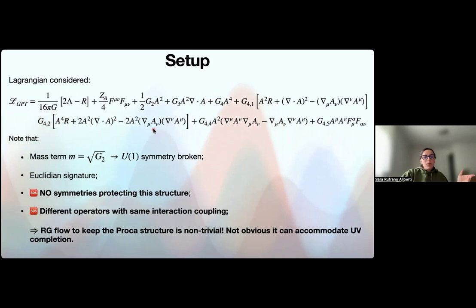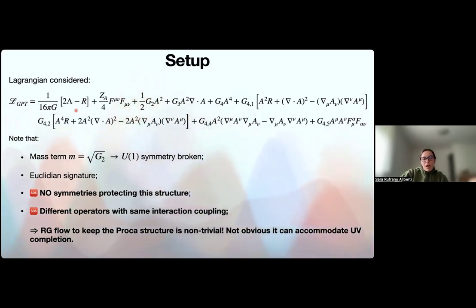Another problem is that, due to the requirements for generalized Proca theories, there are some interaction couplings multiplied by different operators, for example, these square brackets. Typically, different operators run independently. But if we multiply different operators, for example this one, by different couplings, we break the structure of generalized Proca theories. We're out of Proca's domain. So, for these reasons, the formulation of the RG flow that keeps the Proca structure is non-trivial. It's not obvious that these theories can accommodate an ultraviolet completion.